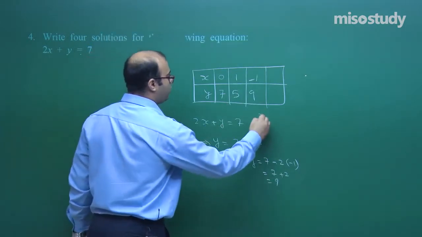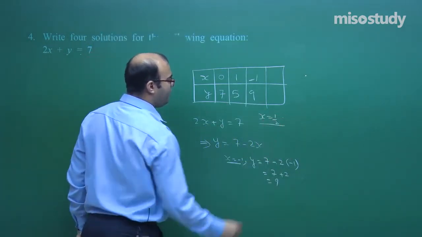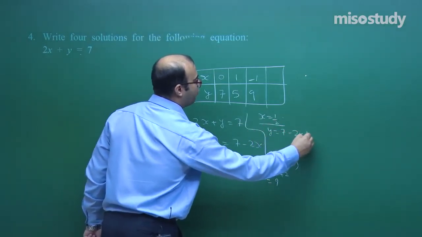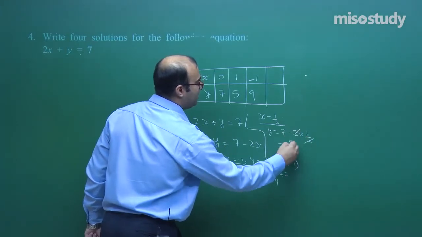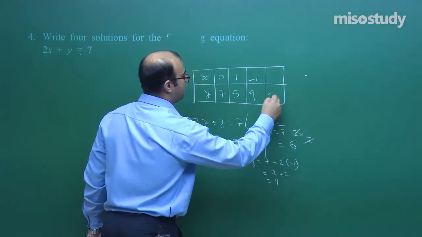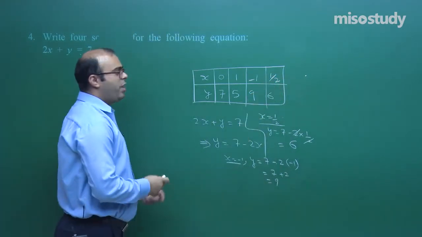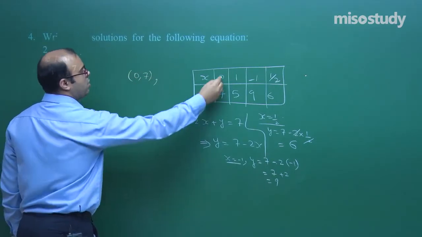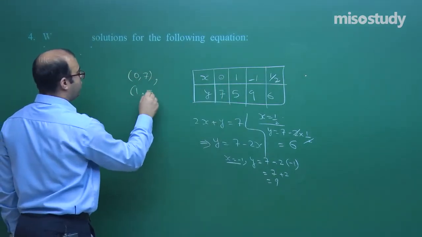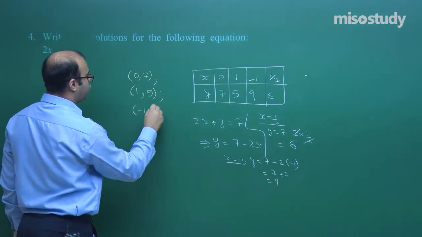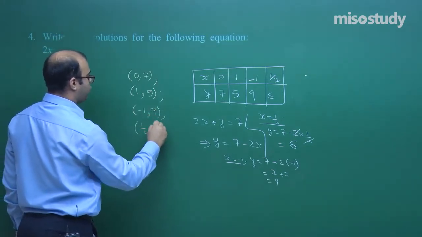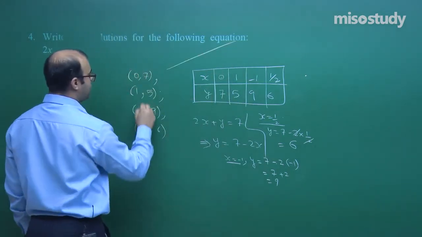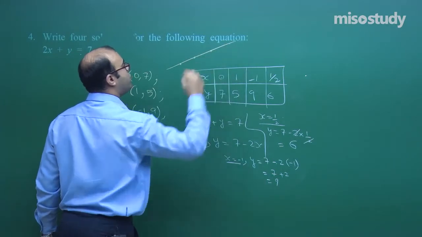Let us take x is equal to half. We can take any value. So if x is equal to half, y is equal to 7 minus 2 into half. This will cancel. 7 minus 1 is 6, students. So this is 6 when we take x is equal to half. So we have got the 4 solutions. We can write it like this: 0, 7 is one solution, 1, 5 is another solution, minus 1, 9 is another solution, and half, 6 is another solution. If we draw this line, 2x plus y is equal to 7, we will find that these 4 points will lie somewhere on that line, students.